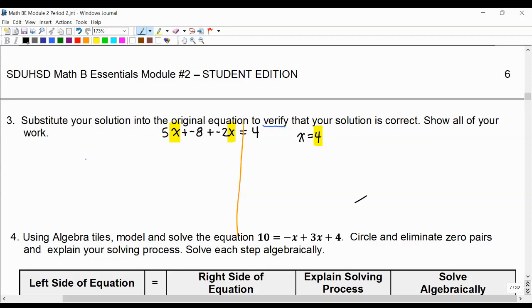All right, so it's going to go like this. We're going to have a 5 times something plus negative 8 plus negative 2 times something equals 4. So in each of these spots, I'm going to plug in a 4. 5 times 4 is 20 plus negative 8 plus negative 2 times 4 is negative 8. This 4 just keeps coming down. 20 plus negative 8 is 12, plus negative 8 equals 4. And 12 plus negative 8 is 4.